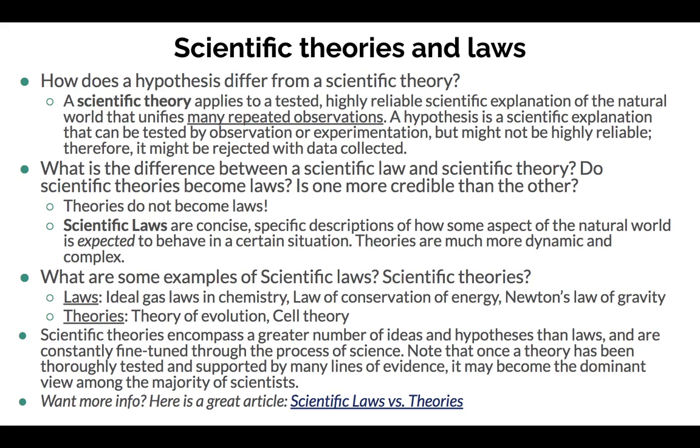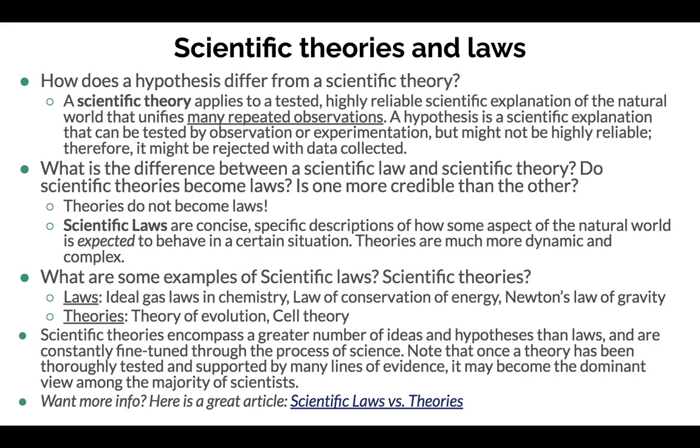What's the difference between a scientific law and a scientific theory? Theories do not become laws. Ever, ever, ever. Theories do not become laws. Scientific laws are concise. They are specific descriptions of how some aspects of the natural world are expected to behave in a certain situation. Theories are much more dynamic and complex.